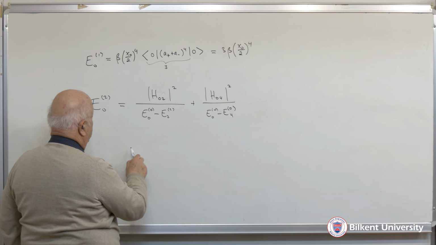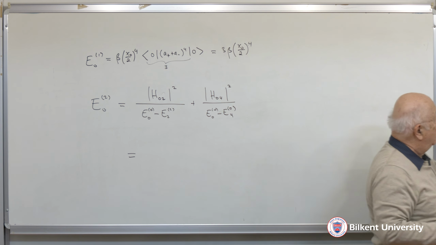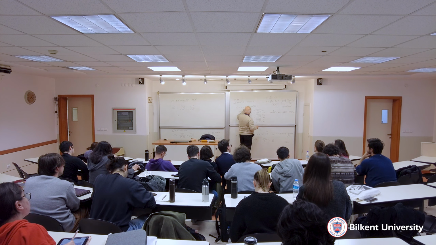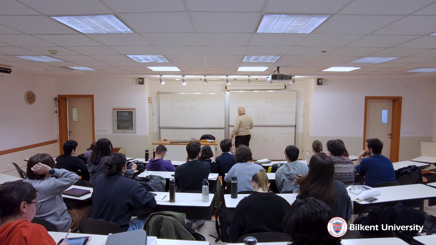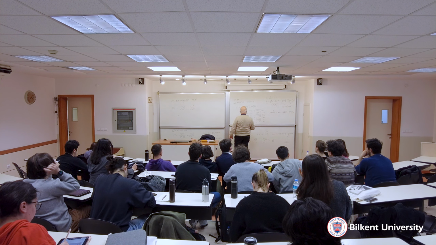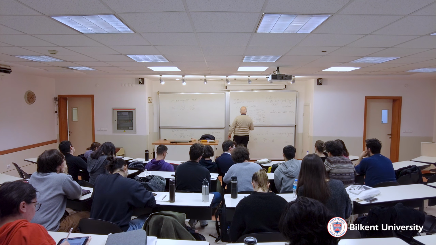So, what are those things? Magnitude squareds of these things. So, it's going to be beta squared x0 over 2 to the 8th power.